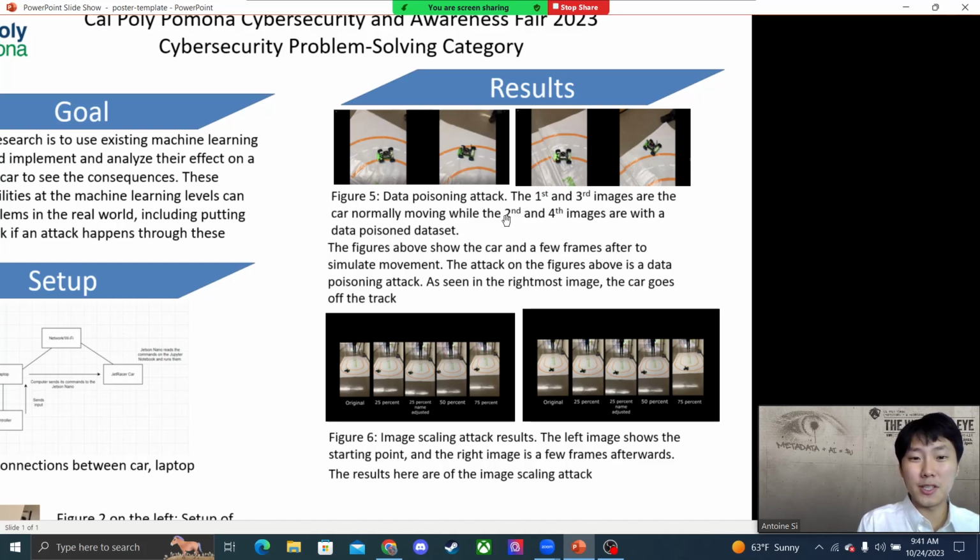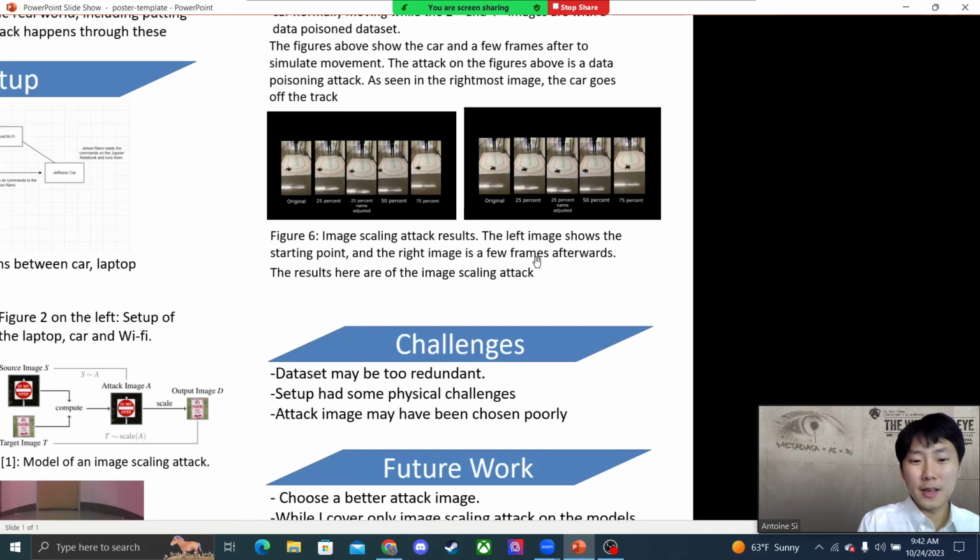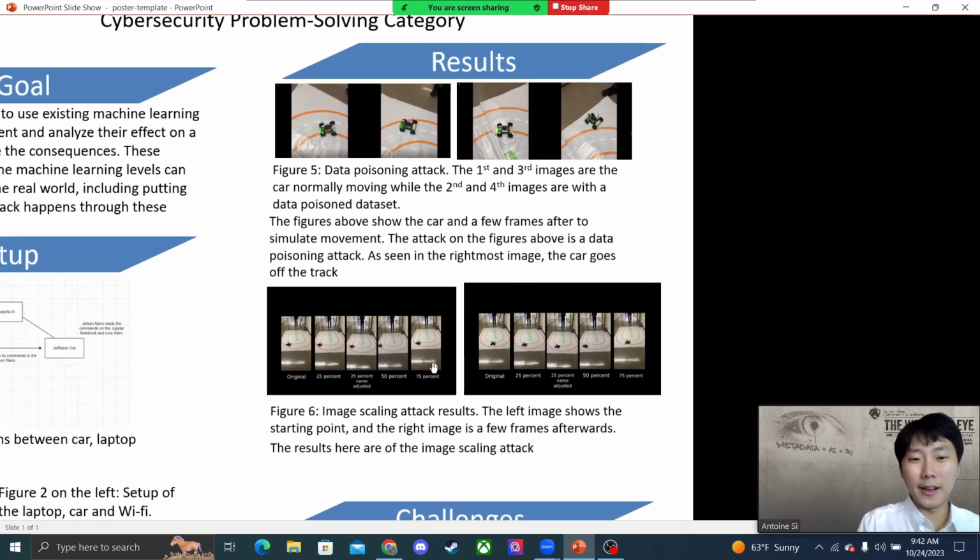So the first and third images are of the original data set. As you can see, the car can make this turn normally, but with a data poison attack, the car just goes off the track, which would kill people in real life. But the main point of my research was on image scaling attacks.